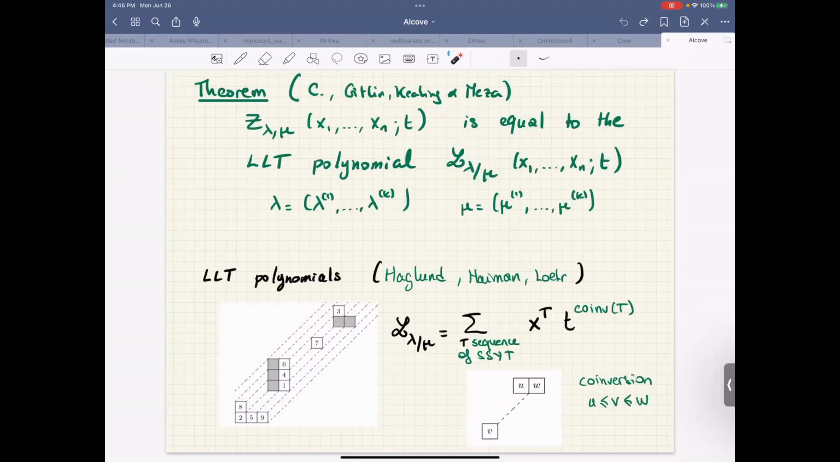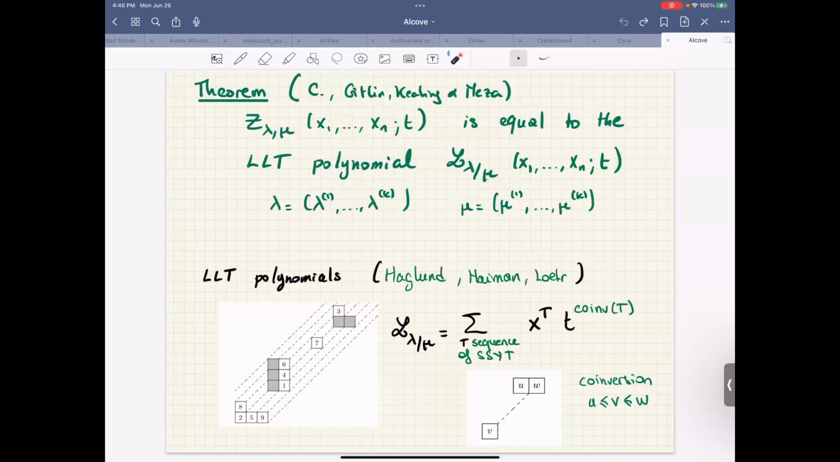And so the theorem that we proved already a couple of years ago is, when you do that, what you get is the co-inversion LLT polynomial. So this partition function, z of lambda mu, is equal to the skew LLT polynomial indexed by a k-tuple of partitions. And in the same way that before I did a bijection between the vertex model and the semi-standard Young tableau, you can do it like that too.